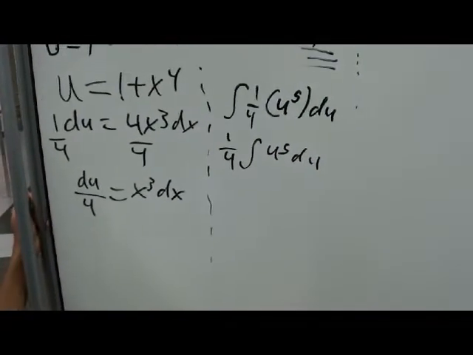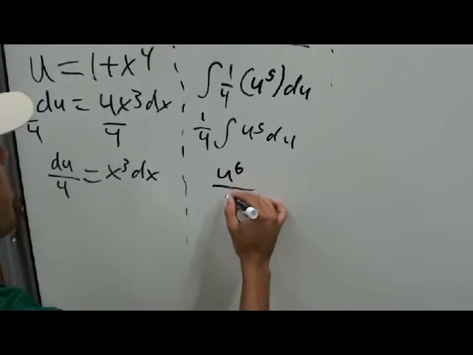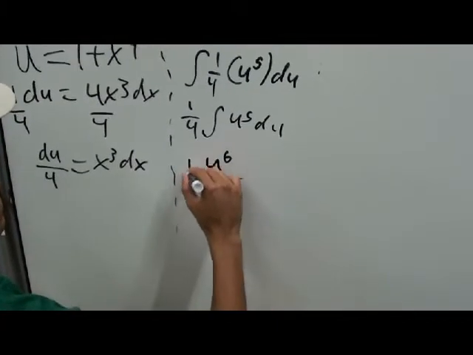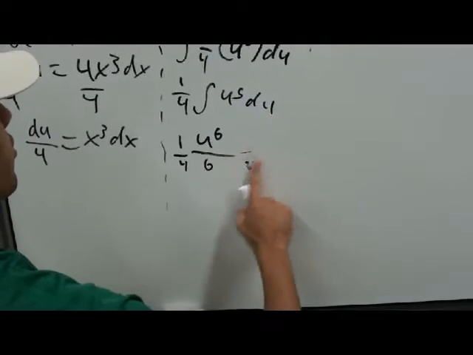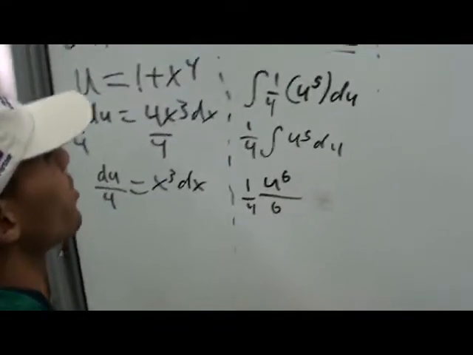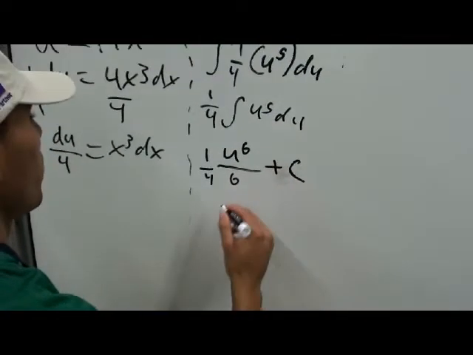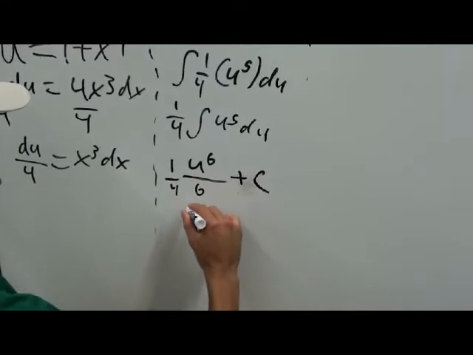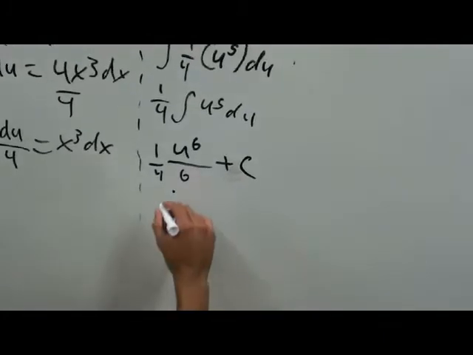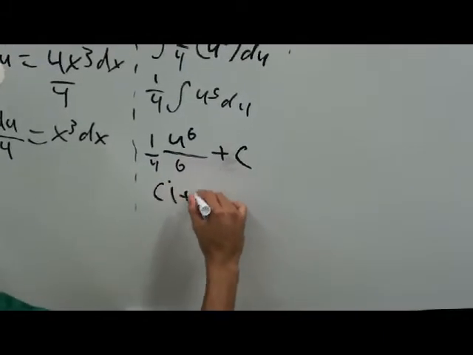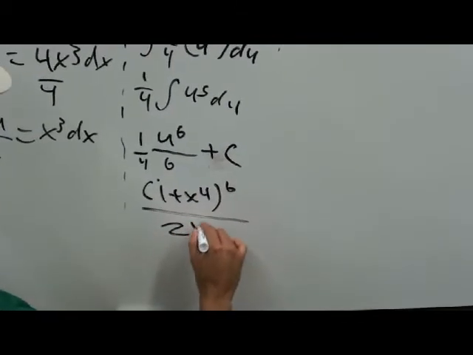Now we just use our basic integration rules. That gives us u to the 6th divided by 6, and remember, times 1/4. We didn't set new bounds here, so we can go ahead and put plus c, because we didn't actually establish new u bounds. We're just going to substitute back in for u to save some time. So that gives us (1 plus x to the 4th) to the 6th, all over 24.